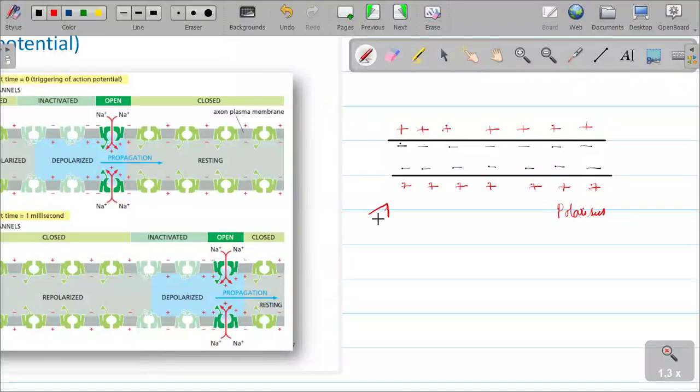Now, when a stimulus is given, that is, when we are giving a signal, what will occur at that time? Voltage gated channels will get opened. At that time, what will happen?